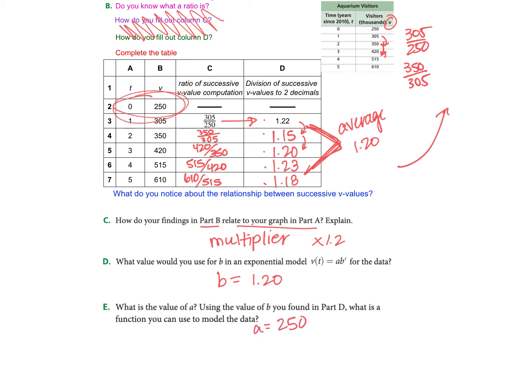So if I was going to write my exponential growth model for this, I would say V of t. To find the visitors after a certain amount of time, my starting amount is 250, and then my multiplier is 1.20 to the t power. Now, just a couple quick things for you guys to notice: the a value, this was perfect. This b value, this was an estimate.